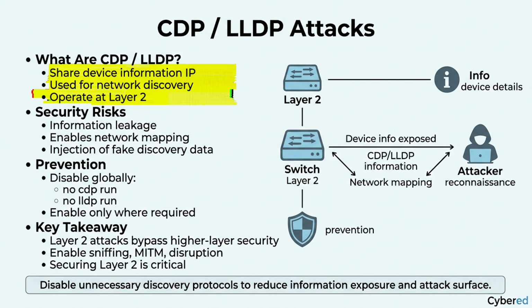CDP and LLDP attacks. CDP and LLDP share device info. The risk: information leakage, network mapping by attackers, and injection of fake discovery data. Prevention: disable globally with no cdp run and no lldp run. Enable only where required. Key takeaway: layer 2 attacks are dangerous because they operate below traditional security controls, enable sniffing, man in the middle, and network disruption. Securing layer 2 is critical to maintaining overall network security.